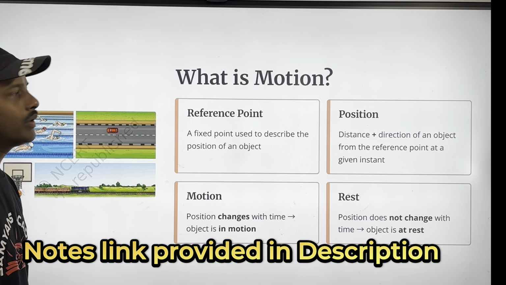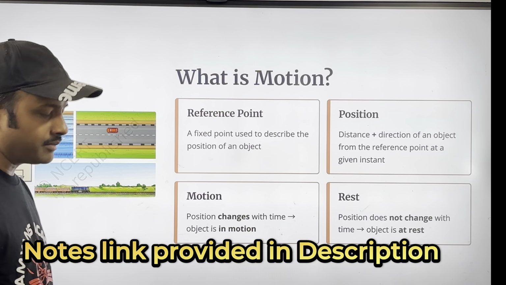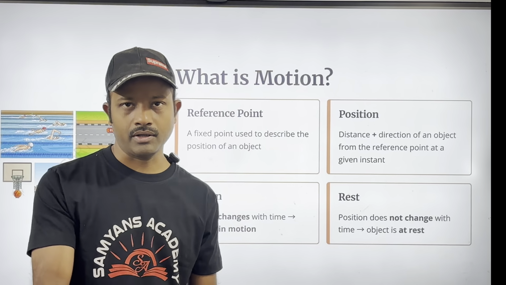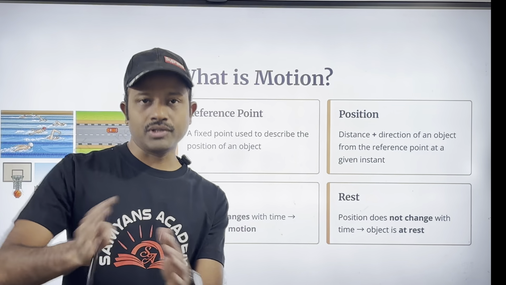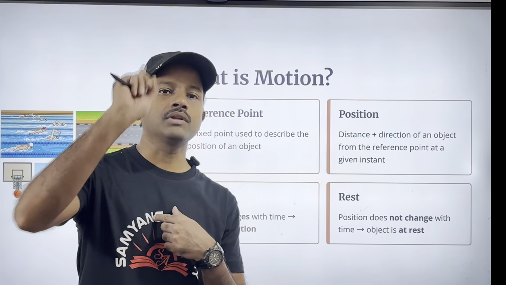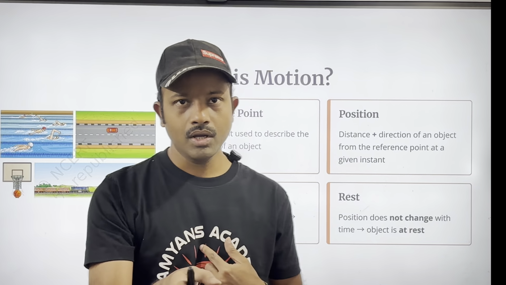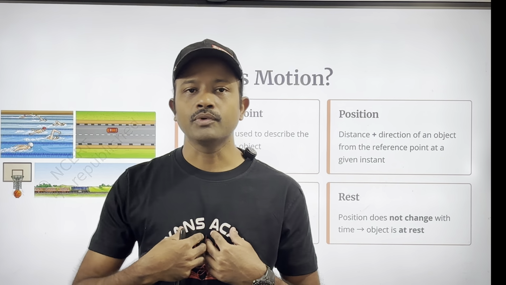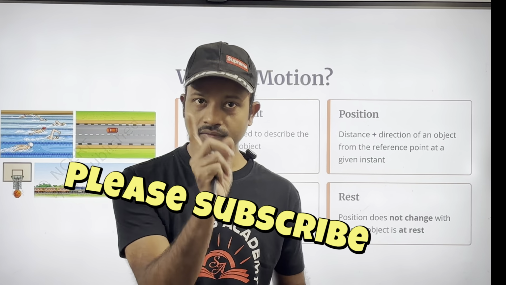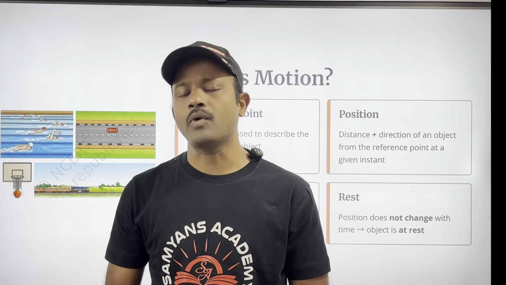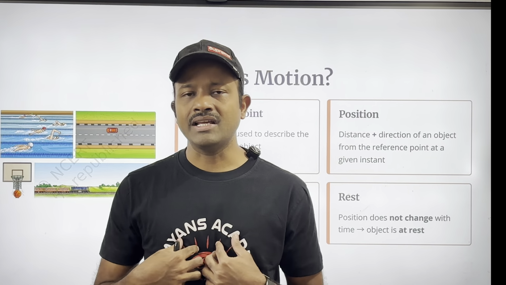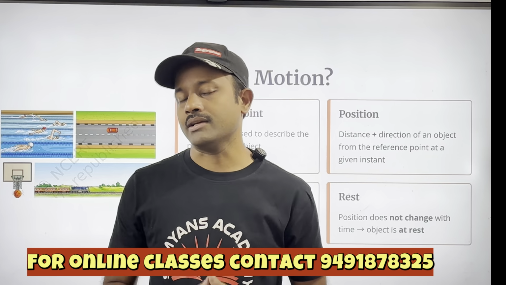Now you see, what is motion? While defining motion, first you have to know what the reference point is. Reference point means observer. You are observing me, so you are the reference point. With respect to you, my position is not changing. If position does not change with respect to any object or reference point, it is said to be at rest.